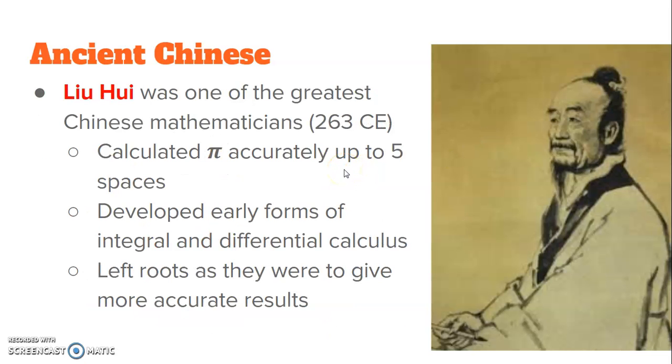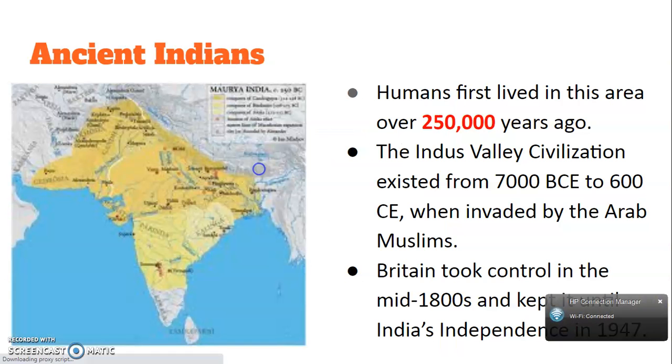Liu Hui was one of the greatest Chinese mathematicians, and he lived in 263 CE, or about 1800 years ago. He calculated pi accurately up to 5 decimal places. He developed early forms of integral and differential calculus, which is like the highest level math that usually high school students can learn if they want to. And he left roots as they were to give more accurate results, which is now something that people use all the time, but he was one of the first people to do that.